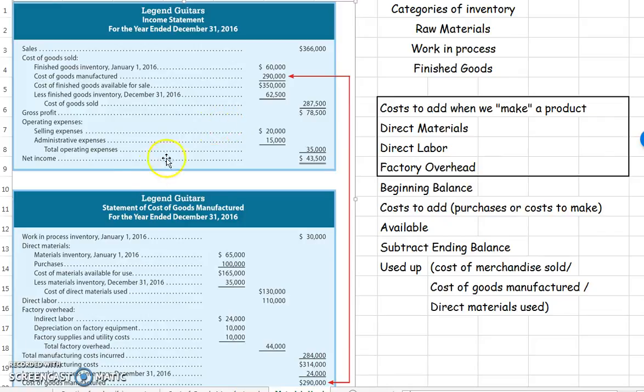So that is how you do a statement of cost of goods manufactured and an income statement. What I suggest you do is take a few examples, put it in a few times, and it will start to make more sense the more times you do it. There's not a lot to it. It's just a matter of understanding the basic format, which is beginning work in process plus these three items minus ending work in process gets you to cost of goods manufactured.